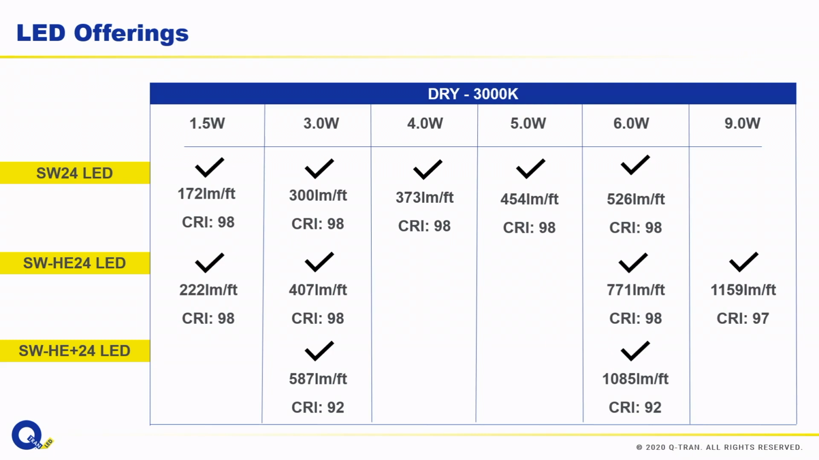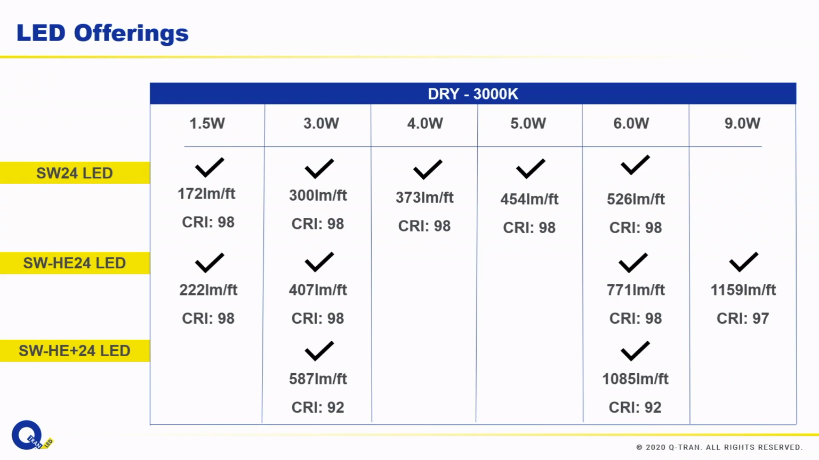So let's look at the next slide. This is a quick look at the comparison. It's simplified instead of going through the 34-page ordering guides. So we've got the SW24 volt, which is available in 1.5, 3, 4, 5, 6, and also 7.5, which we're not showing here. But if you go to the next one, we have the HE, which is also available in 1.5, 3, 6, and 9. Looking at the 3 watts per foot, you can see that we're going from 300 lumens per foot to 407 lumens per foot. And then if you go to the HE plus, we're now at 500 and almost 90 lumens per foot.